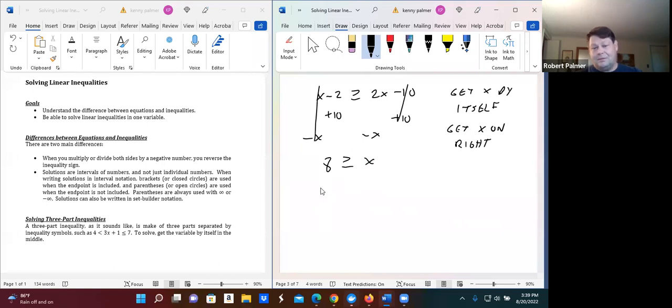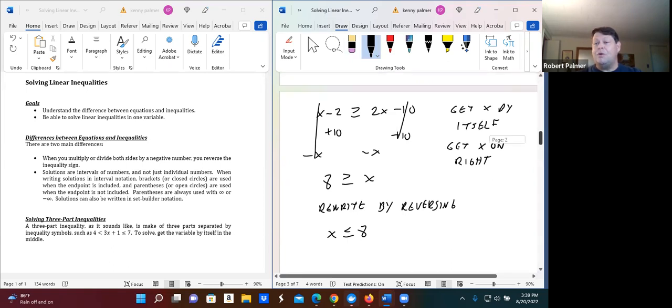I can rewrite that by reversing it. What I mean is just switch our endpoints, switch our numbers here. So here we have x, here we have 8, then reverse the direction of our sign. Make sure this says the same thing to you. 8 is greater than or equal to x is the same as x being less than or equal to 8.